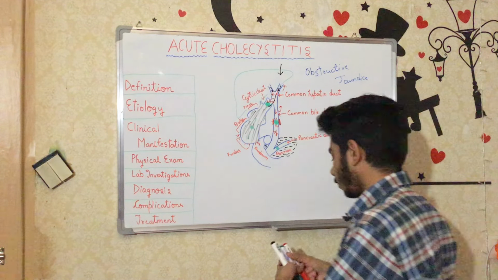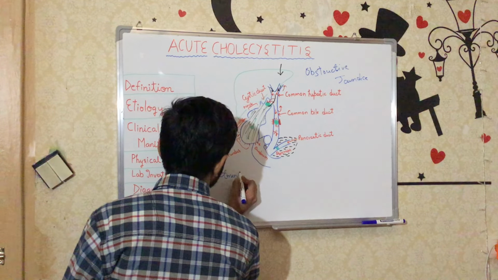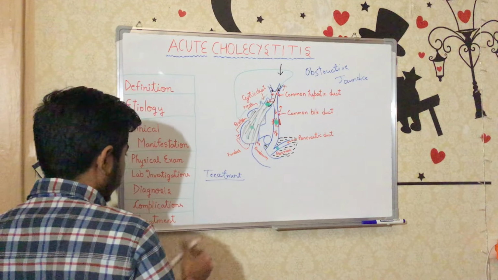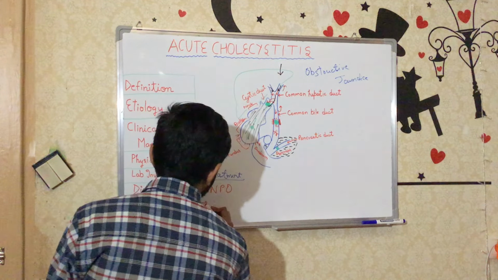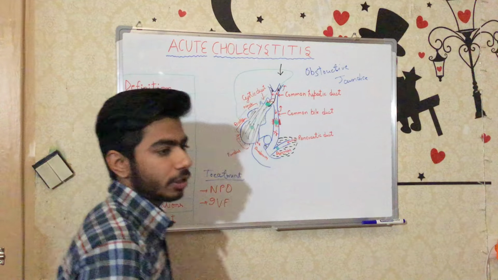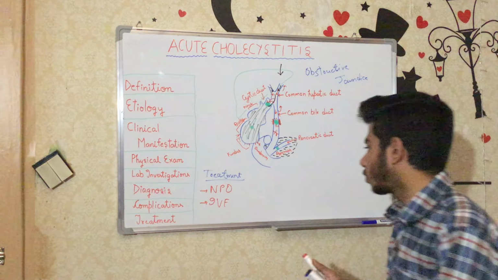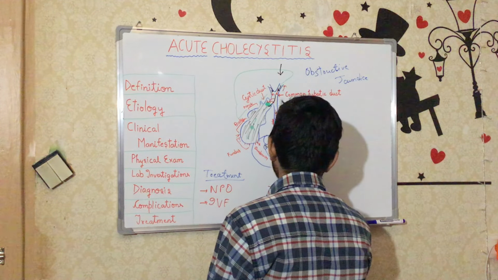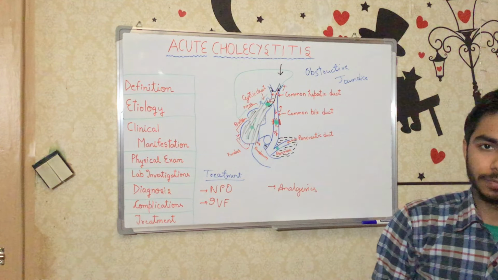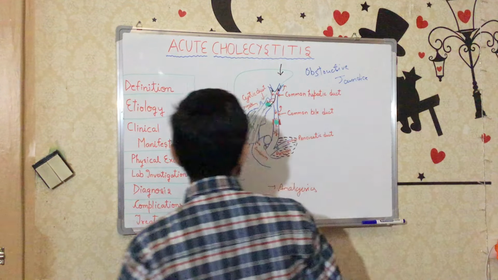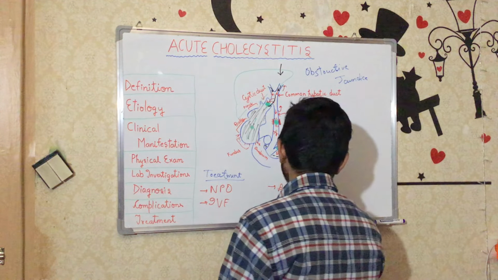Nil per os, NPO, in the medical term. Treatment. So they should not eat anything. NPO. Give them fluids because they are not eating anything. There must be electrolyte balance in the body. So give them IVs, IVF, intravenous fluids, and give them analgesics to relieve the pain of such patients. Give them antibiotics for the infection. For example, if there are complications like empyema, give them antibiotics.